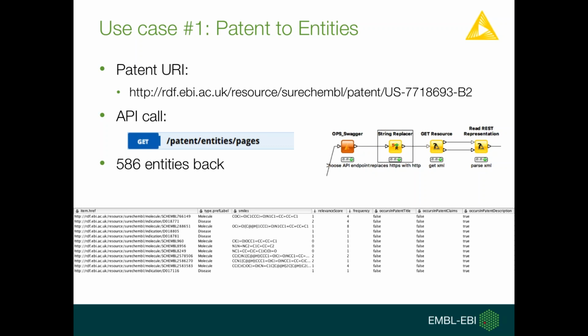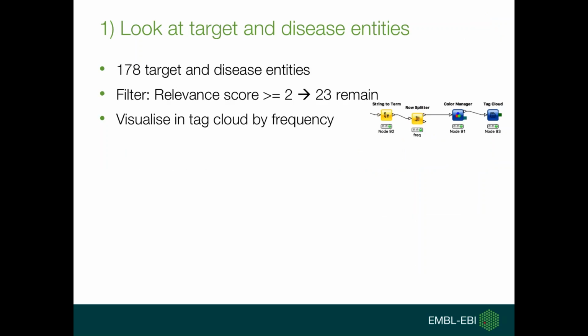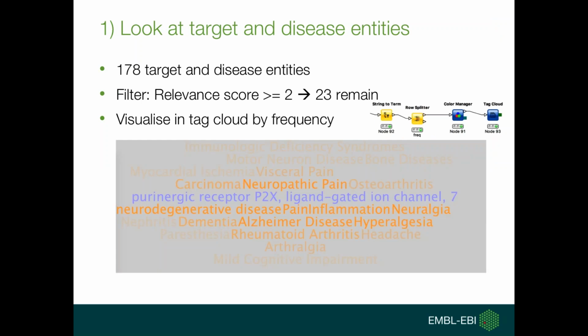Okay, so I've got my entities from this particular patent. So let's look at the target and disease entities. There are 178 of them, and then you can use the relevance score to keep only those with a value of 2 and 3. If you do this, 23 remain, and then you can visualize the remaining ones in a tag cloud, and the size of the terms will be sorted by frequency. So the larger terms will have a higher frequency in this patent. This is how it looks.